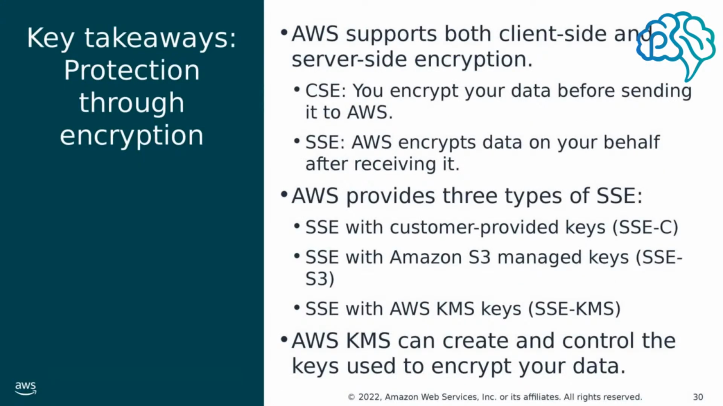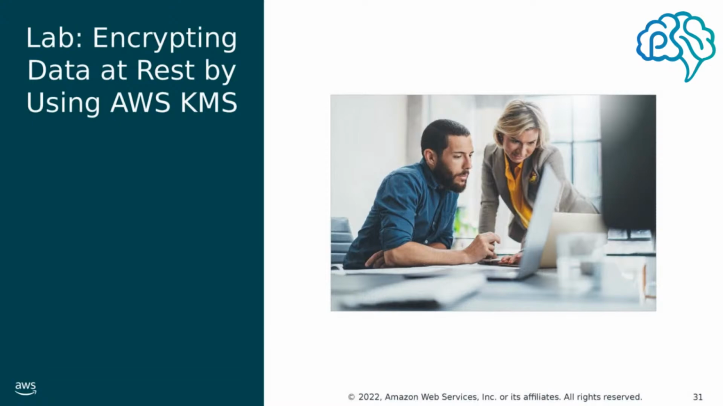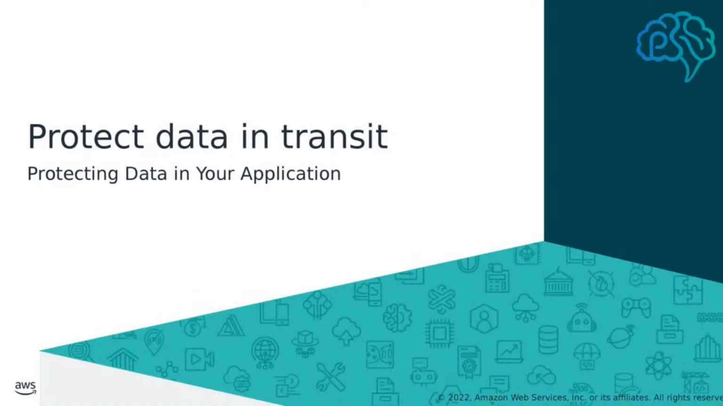So what are the key takeaways here? The key takeaways are that there are different kinds of client-side and server-side encryption, and there are 3 types of server-side encryption as well. And AWS KMS is used to control the keys and really act as a high-level service for encryption. Okay, let's talk through some other things.